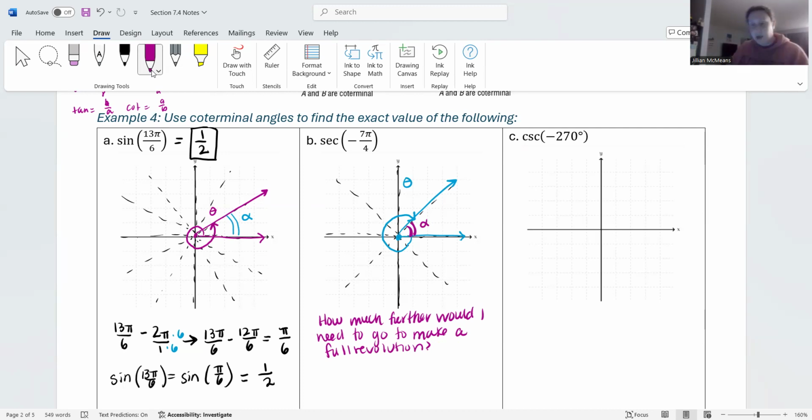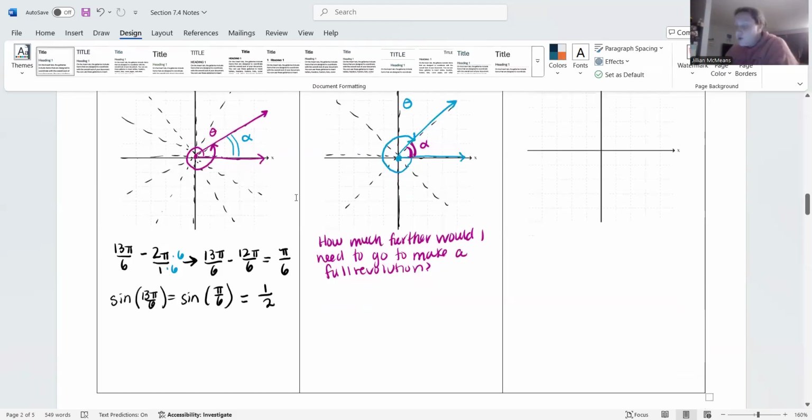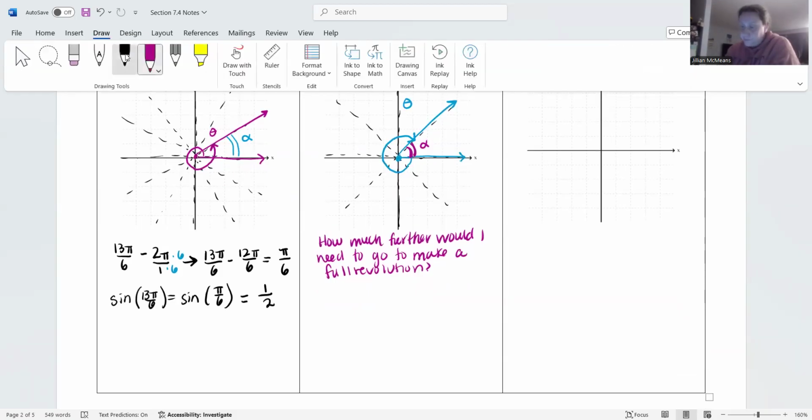So let's see what we're working with here. Let me scroll down a little bit. All right, so we know a full revolution is 2 pi, okay? We already used 7 pi over 4 of a full revolution, so let's see what's left over.